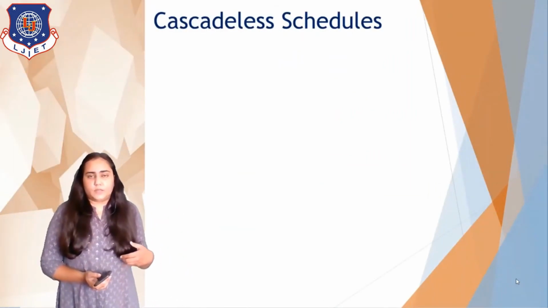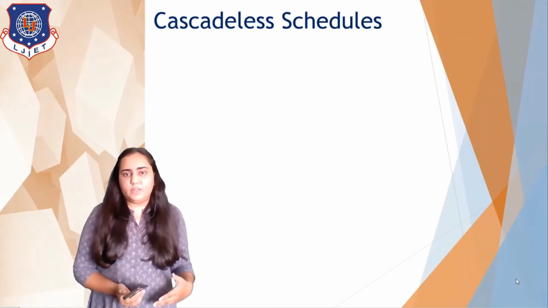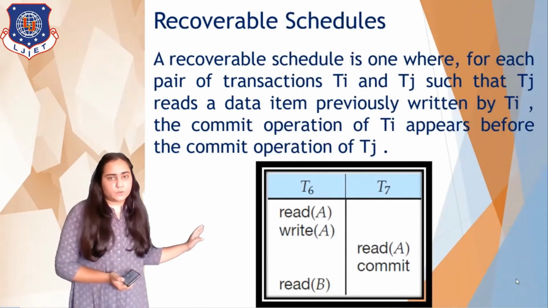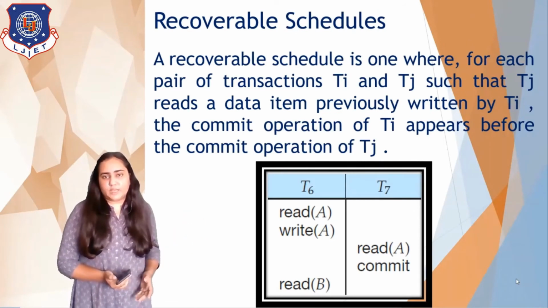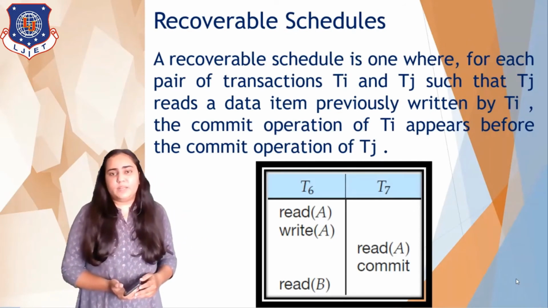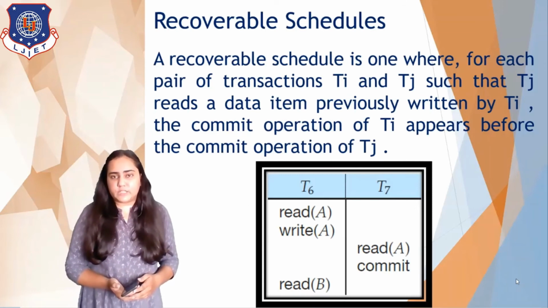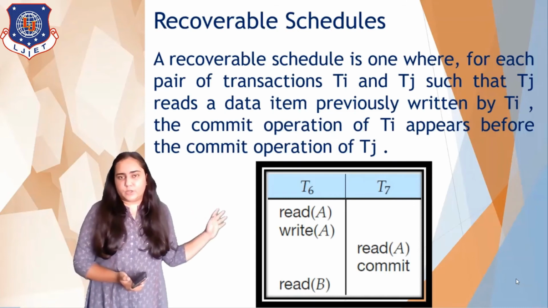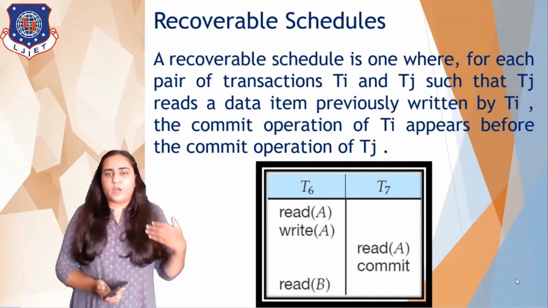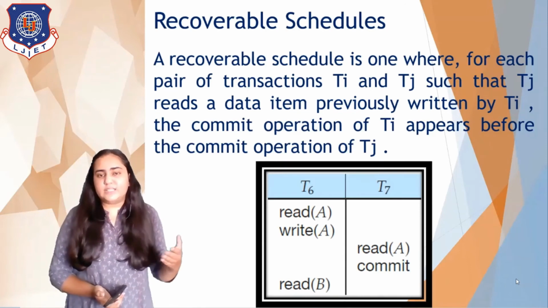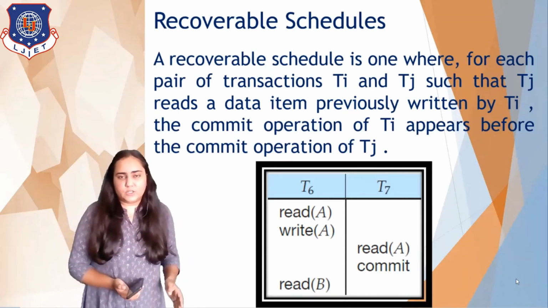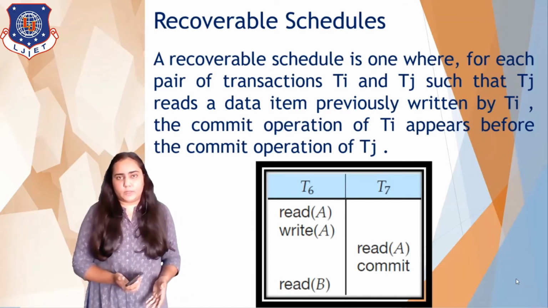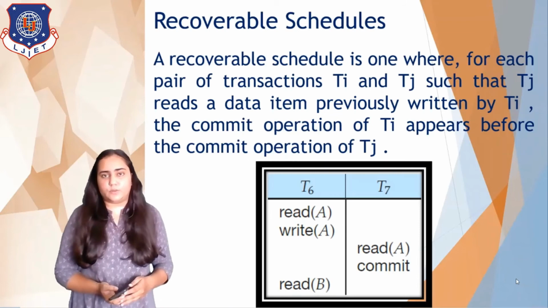Before I move on, let me just tell you how to make this a recoverable schedule. This is not a recoverable schedule right now, but if you want to make it one, you will simply have to remove the commit operation of T7. And after removing it, you would put it somewhere afterwards, after T6 commits. So once T6 finishes everything, then T6 will commit, and only then T7 should commit. Then it becomes a recoverable schedule.